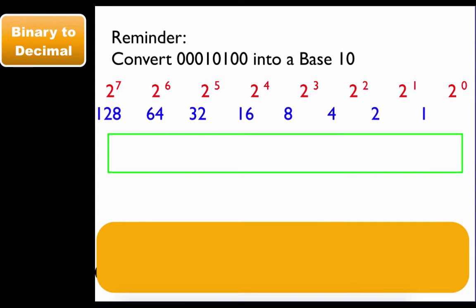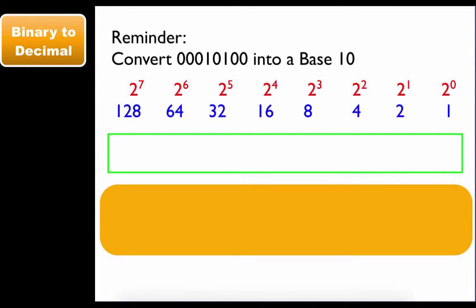Let's try another one. Let's try this: 000 101 00 into base 10. Well, let's write it out. 000 101 00. Let's see what that makes. We have 16 plus 4 is 20.